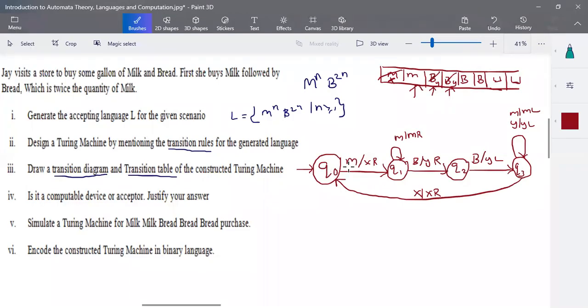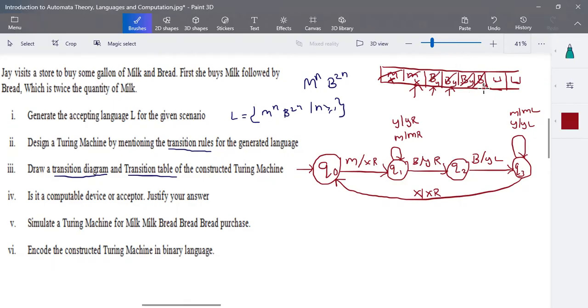Okay, what does it do in Q0? If the input is M, it cancels M to X and I have to find a B. So in between I can have any number of Y. It doesn't matter. We keep on moving right, right, right until we find a B. In Q1, if we find a B, cancel it to Y, go to Q2 state. In Q2, if there is a B, cancel it to Y, move left. So this process is iterated for any number of M's. For n number of M's and 2n number of B's, this process is repeated.